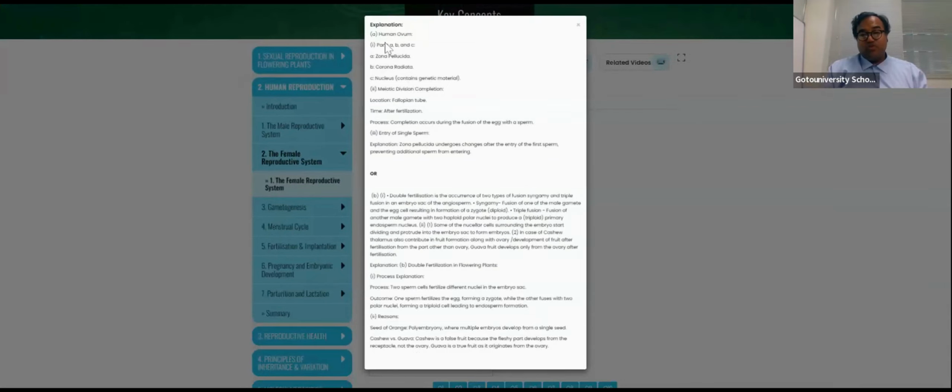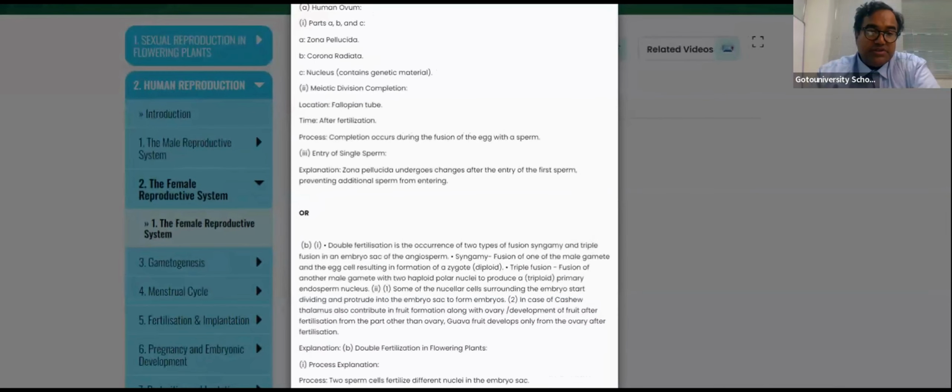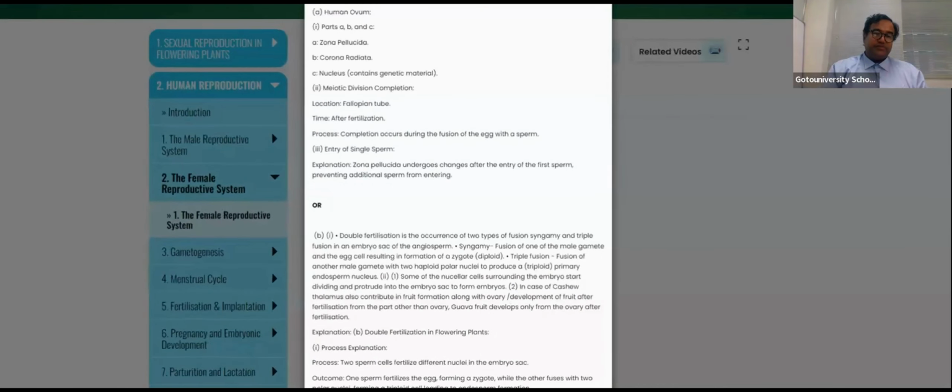Whereas the first question is the human ovum, with parts A, B, C: zona pellucida, corona radiata, and nucleus. These are the parts A, B, and C. Now we'll go to the next segment, meiotic division completion after the fertilization process. We know very well the egg and sperm are getting fused during the fertilization process.